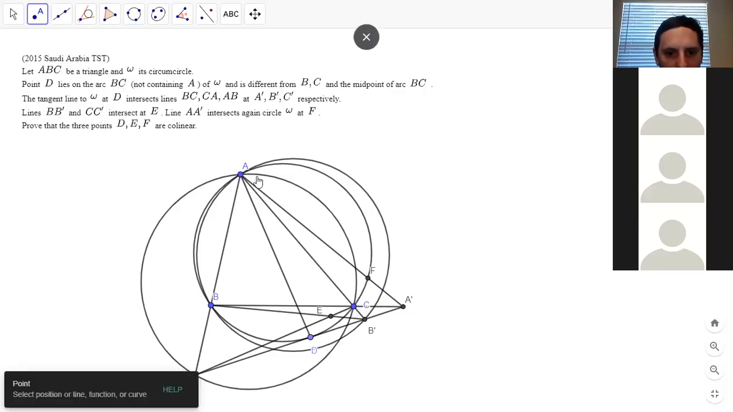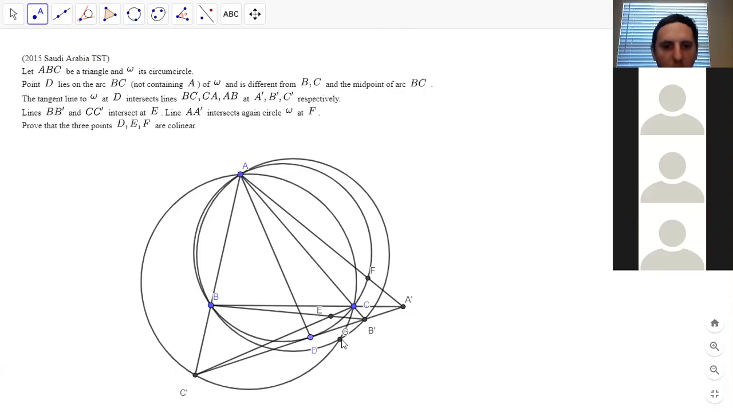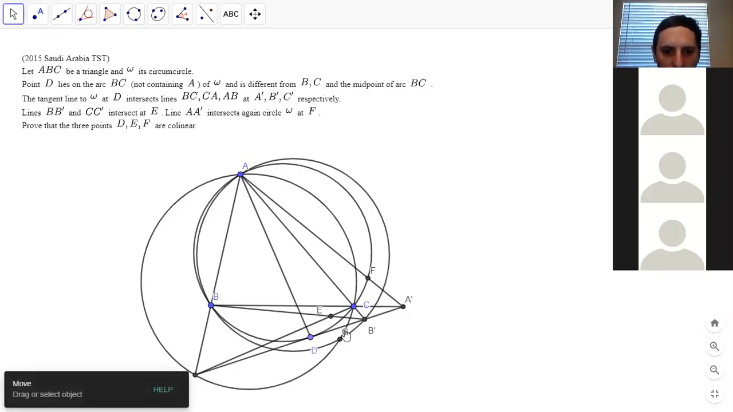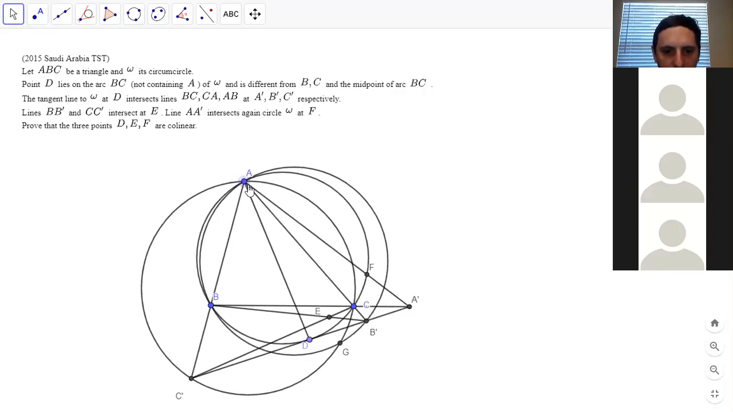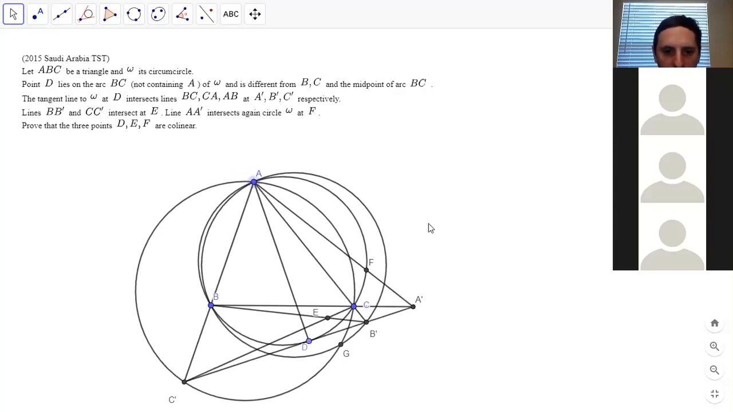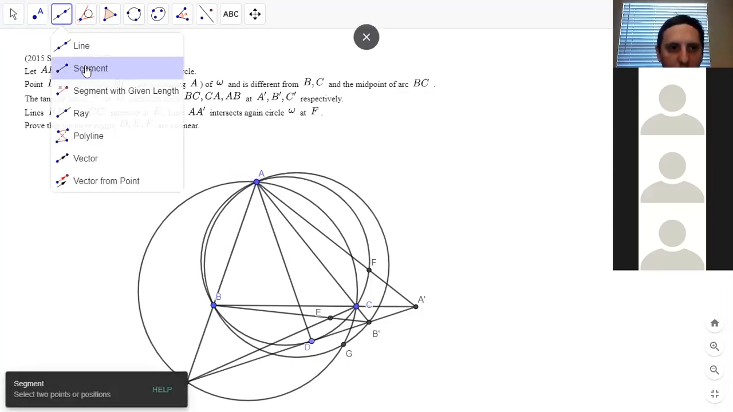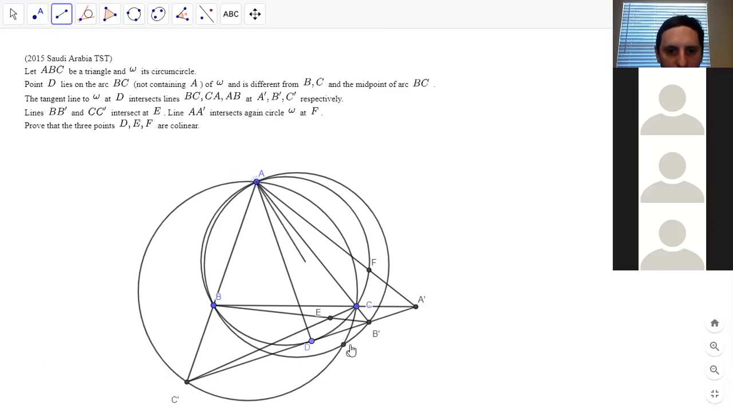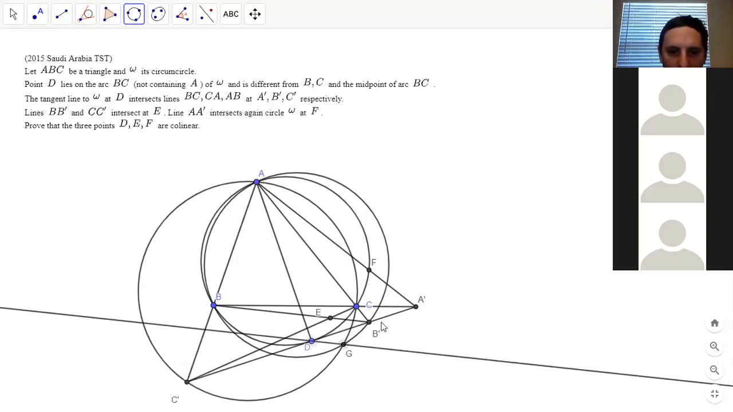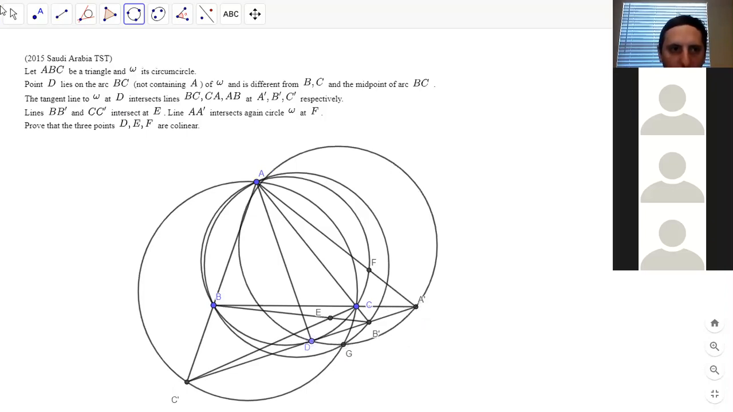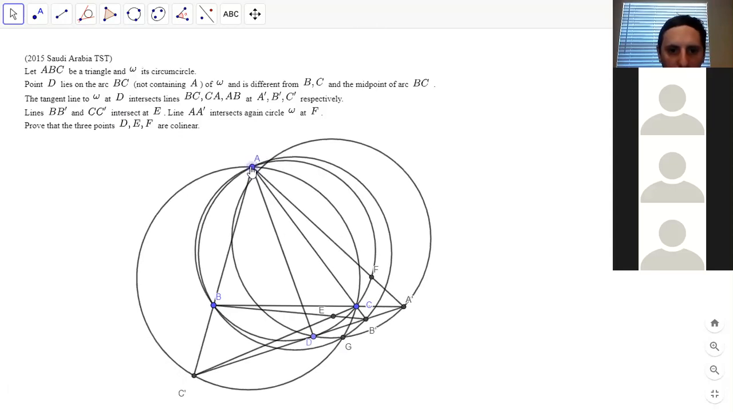I have an idea of using the inversion with center A and power AD squared, which is equal to AB times AC prime, AC times AB prime, and so on, which can be worked out. So we need to prove that D, G, A prime, and A are cyclic. I don't think that's true. Did you say D, G, A prime, and A?